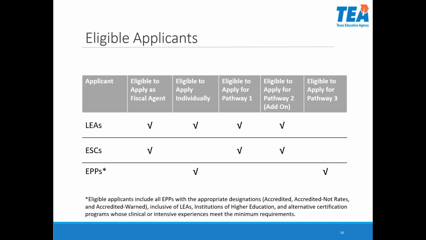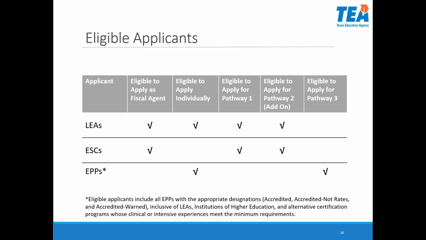Who is eligible to apply for this grant? Any LEA or ESC is eligible for Pathways 1 and 2. EPPs with the correct accreditation status are eligible for Pathway 3. An applicant is eligible even if it has been previously awarded a grant in Cycle 1 or Cycle 2. Applicants are also eligible if they have not previously applied for Cycle 1 or Cycle 2.